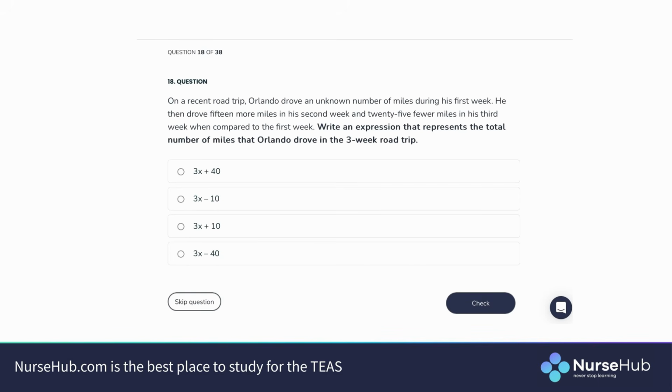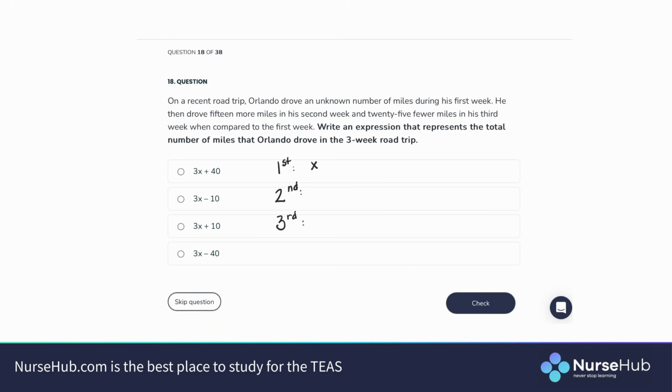There's a lot of information here, so the best thing that you can do is start to organize it. So if we look at the first week versus the second versus the third. On a recent road trip, Orlando drove an unknown number of miles during his first week. So I'm going to assign the first week X. We don't know anything about it.